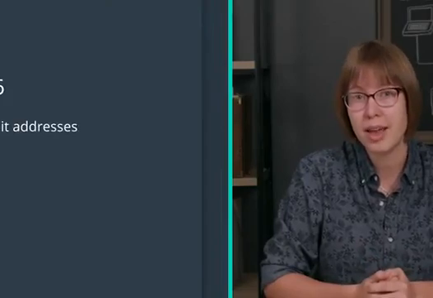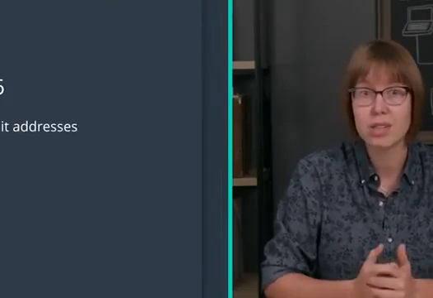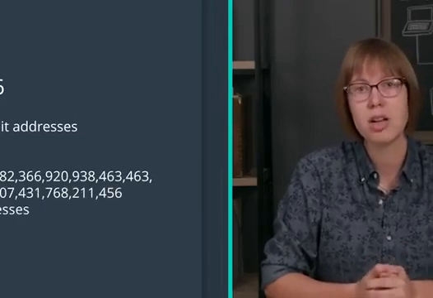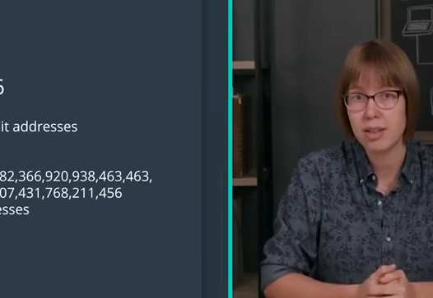IPv6 fixes the address shortage problem by having many more addresses. IPv6 offers 128-bit addresses. That's 4 times as many bits, but billions and billions times larger than the IPv4 address space. In fact, the smallest block of addresses that can be assigned to an end user is /64, which is larger than the whole v4 address space.